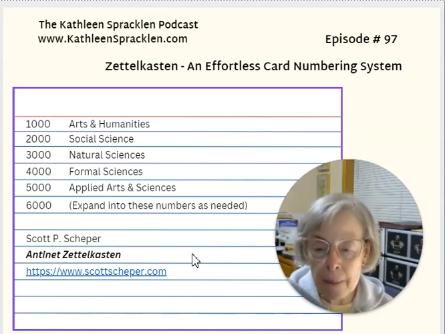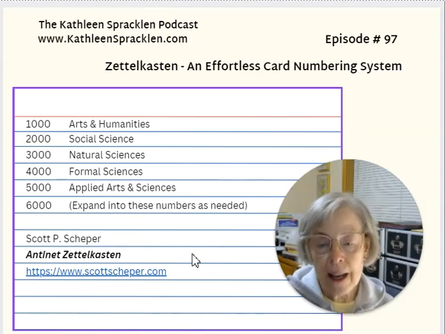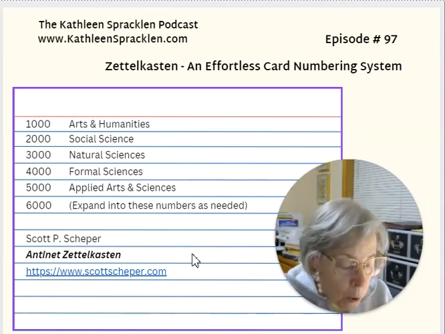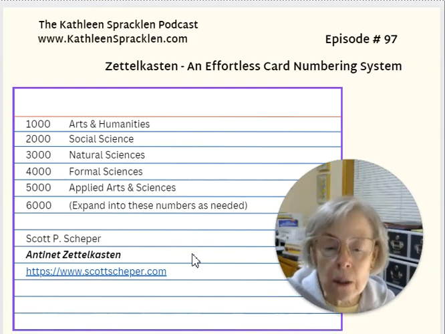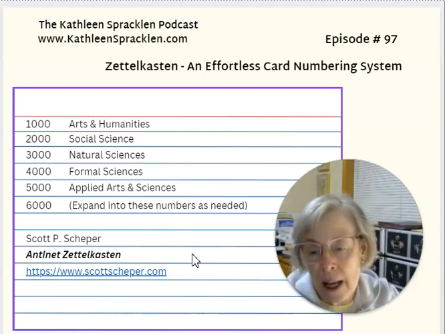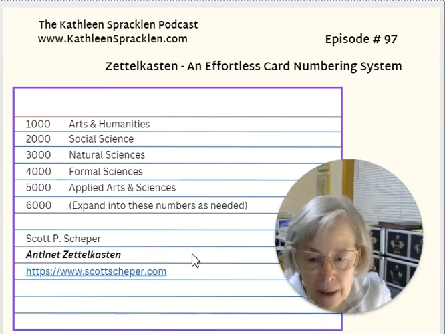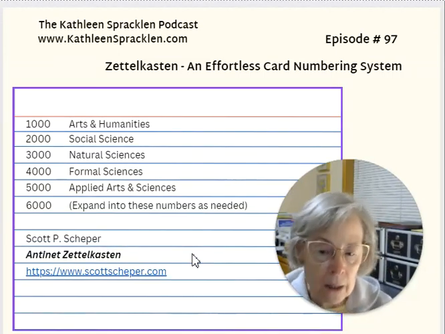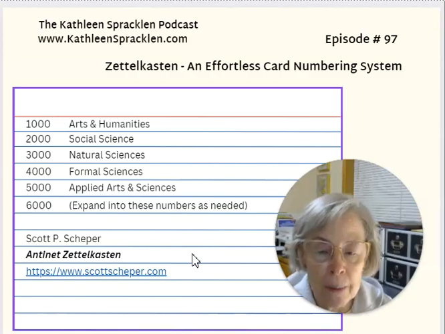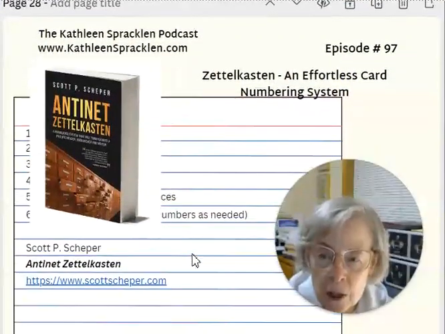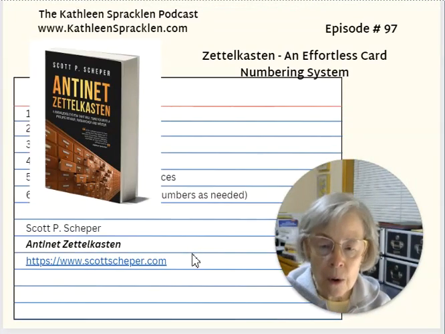This is a very, very common system to use in an analog Zettelkasten because of Scott P. Scheper. He's the one who really made the push for an analog system post-Luhmann, and he's the one who brought this system to light. And so many of us use this system. I learned the Zettelkasten from Scott Scheper, and I've been following him from his earliest days. Here's a picture of the book that you can order.